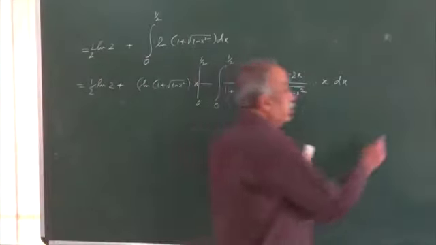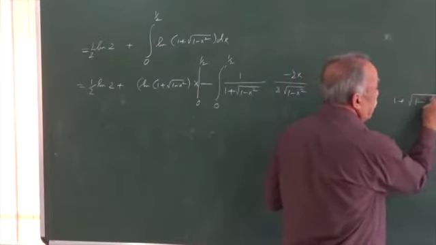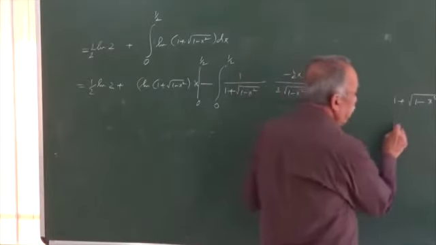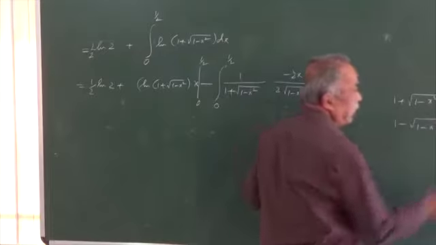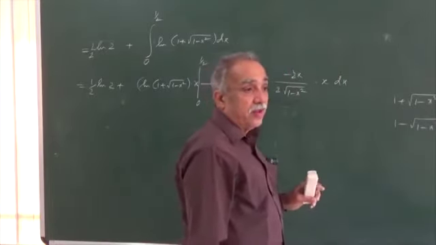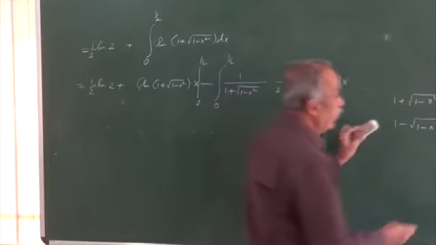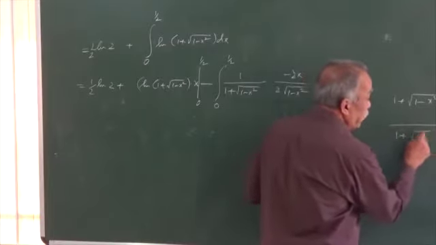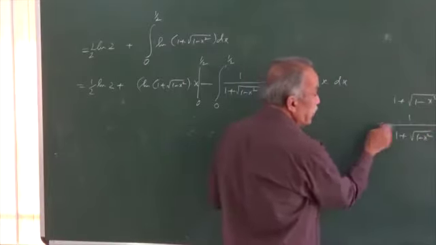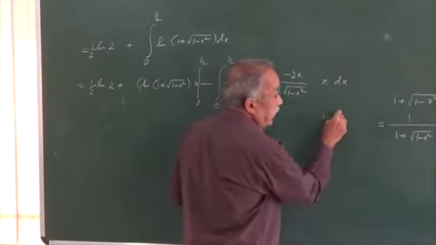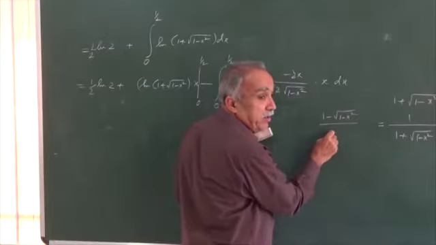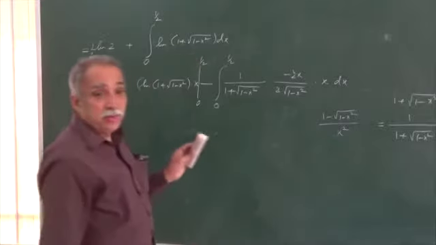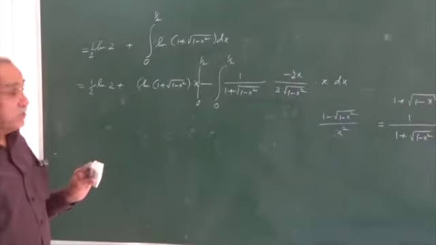Suppose I use a substitution like 1 plus root 1 minus x square equal to y. Suppose I am just making an attempt. What will be 1 minus root 1 minus x square? What is 1 by y? Okay, I will find that later. What is 1 by y? 1 by 1 plus root of 1 minus x square. Suppose you rationalize the denominator. What happens? 1 minus root 1 minus x square divided by x square. Usable in any manner? I don't know. Just find out.